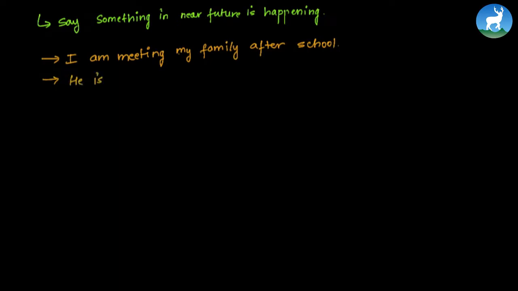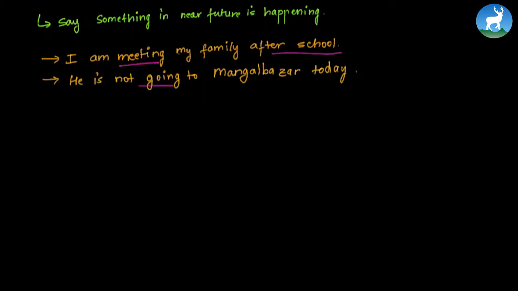He is not going to Mangal Bazaar today. So here we are talking about the near future. As I'm saying that I am meeting my family after school. After school is when school ends today. So when the school ends today, I am meeting my mother, my father, my family. He is not going to Mangal Bazaar today. Today is a near future. In the near future, he is not going to Mangal Bazaar. We're using the present continuous tense.